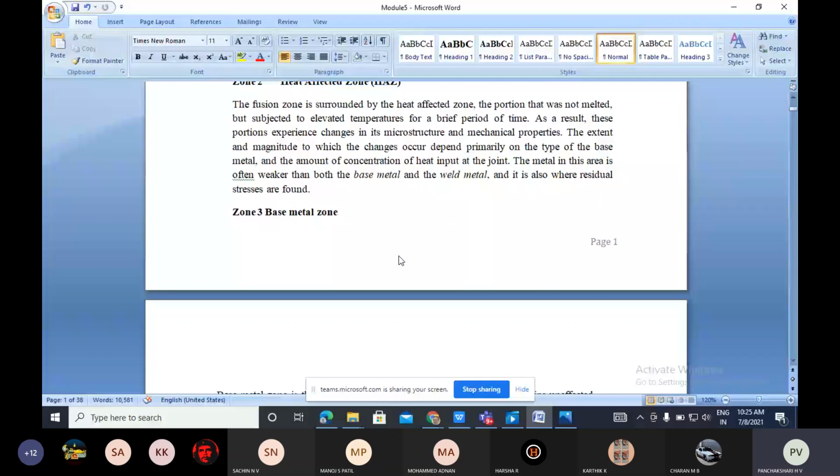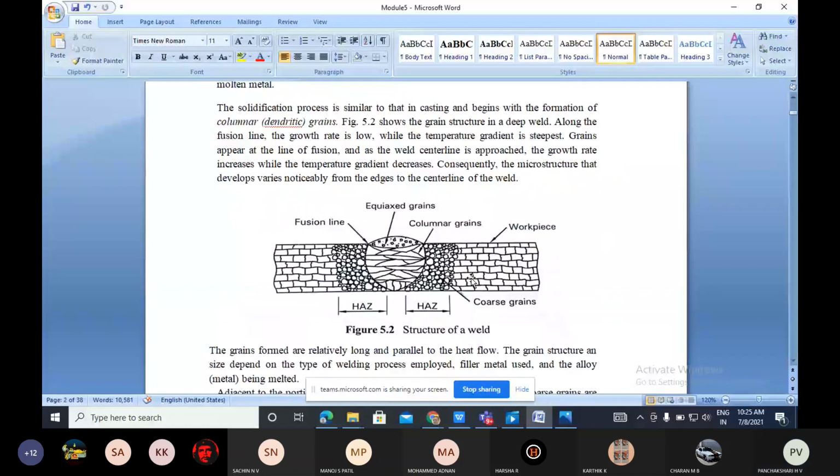They are columnar, which means vertical or horizontal column type. The length will be more. That is the columnar grains. So column type, vertical or horizontal columns, they are called columnar grains.